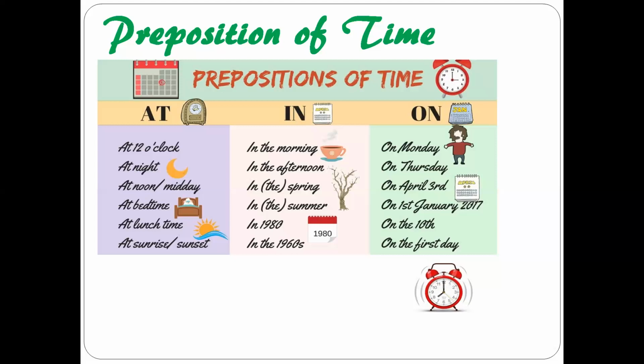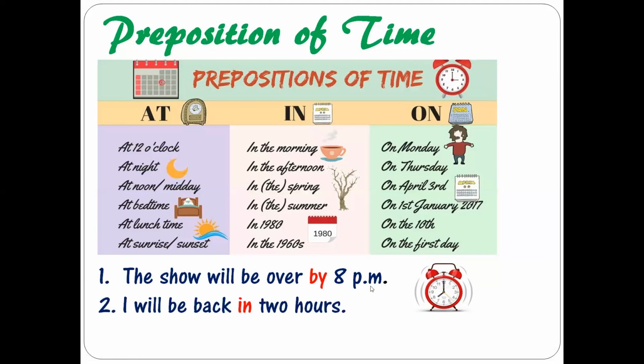Now let's see a few examples. The show will be over by 8 p.m. So the preposition of time basically tells us when. So by when will the show be over? By 8 p.m. I will be back in 2 hours. So by when will I be back? In 2 hours.